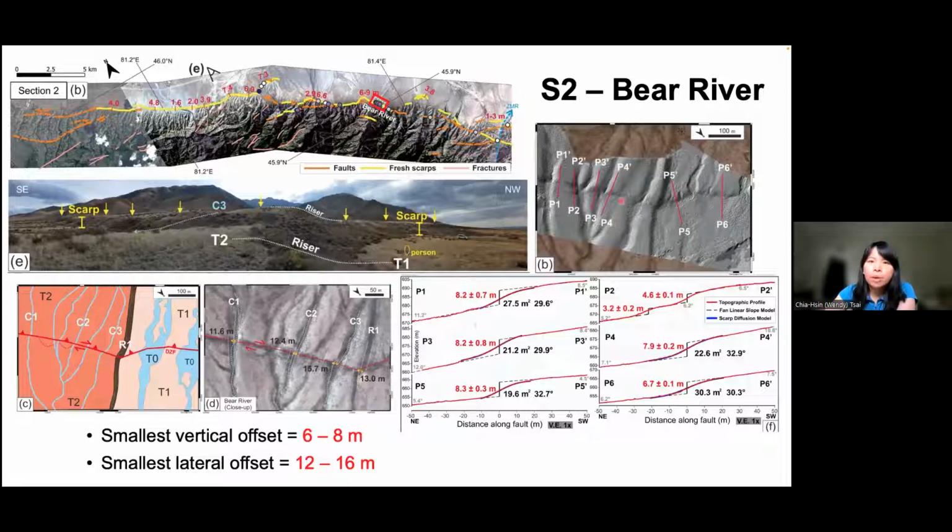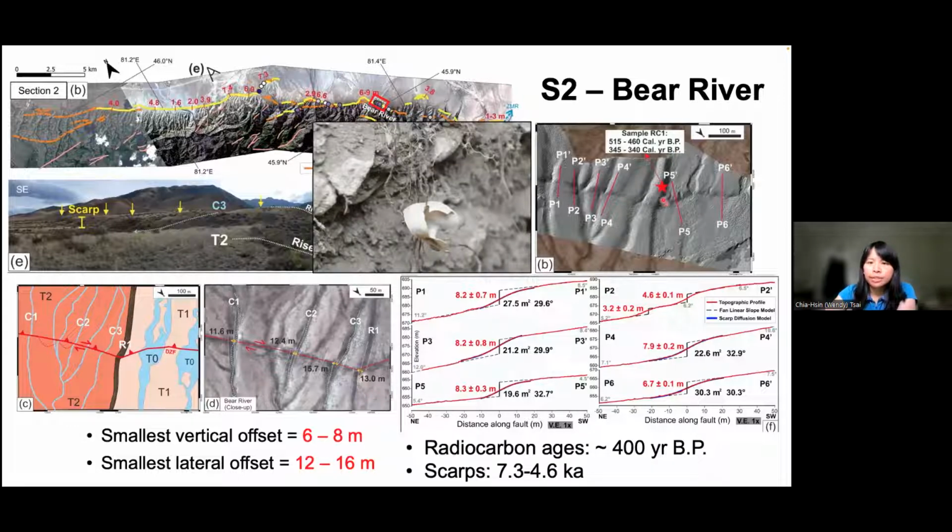We have a radiocarbon sample collected from a snail at the terrace riser, and it indicates the terraces were formed around 400 years ago. However, morphological scarp dating shows these scarps are 7 to 4,000 years old, which is largely different from the radiocarbon one.